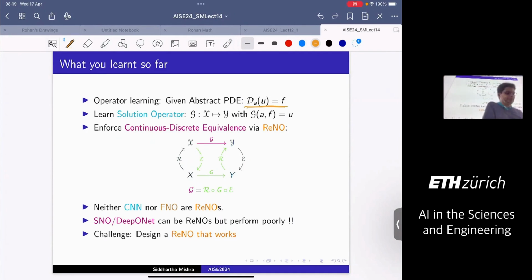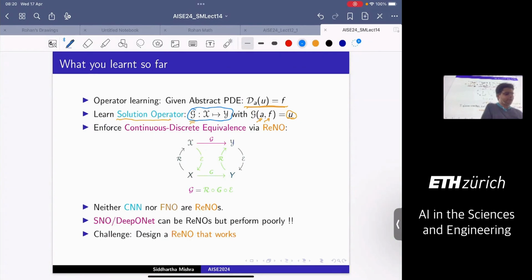And underlying the PDE, or along with the PDE, there is a solution operator, calligraphic G, which maps functions to functions. So it takes in the inputs, here it could be the coefficients A, the source terms F, and it churns out the solution here. So this is the setup that we are in. And since we are dealing with mappings between function spaces, as we have seen before, we have to be careful.